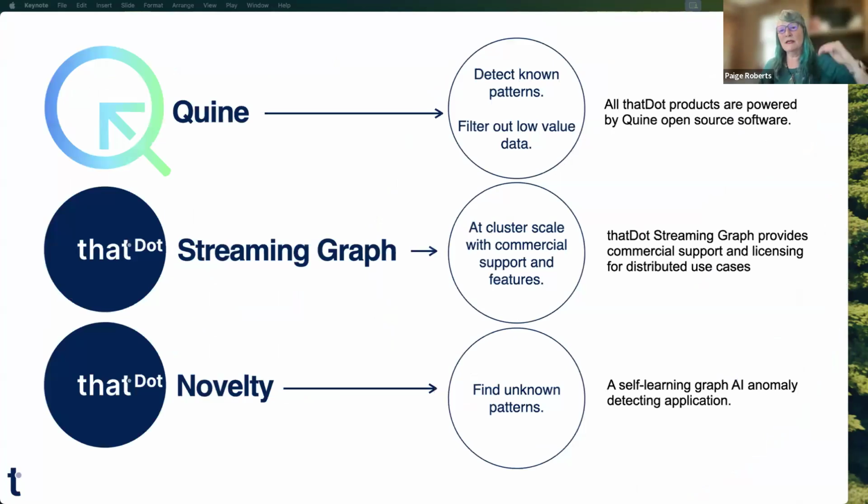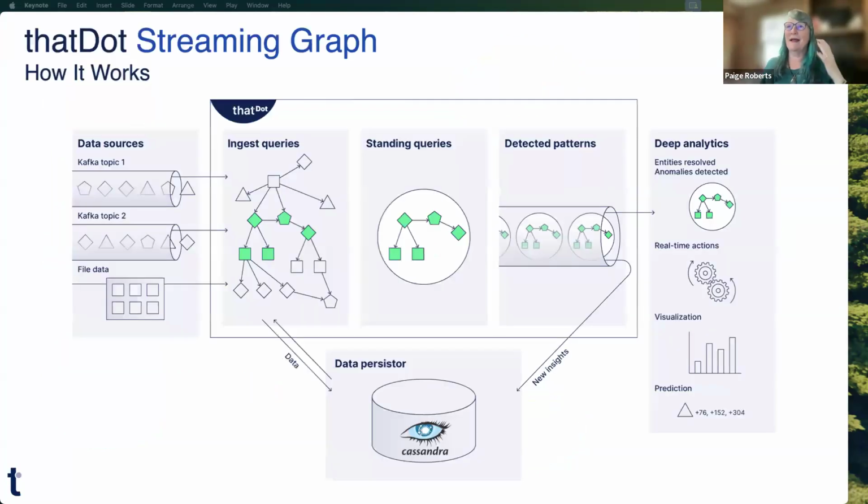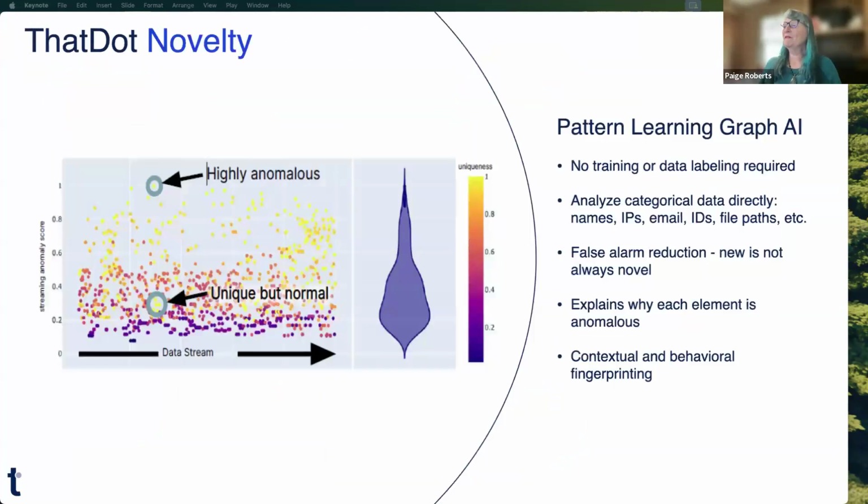So the three technologies I'm discussing are Quine, which is our open source capability. And then thatDot is the company, and Streaming Graph is our commercial cluster size, high scale, support, all the things that you expect from a commercial. And then thatDot Novelty, which is a little bit different. I'm going to skip this about how Streaming Graph works, and we'll talk about it more later. But first I'm going to talk a little bit about Novelty.